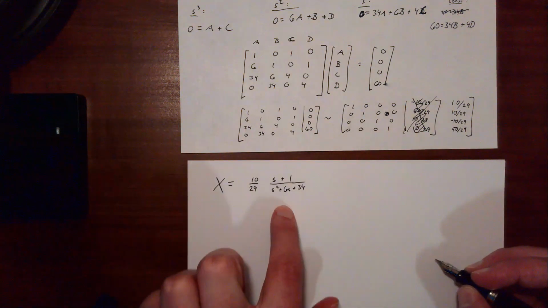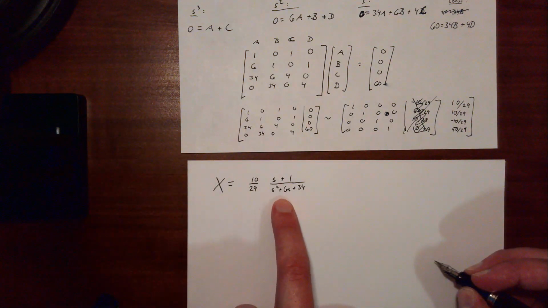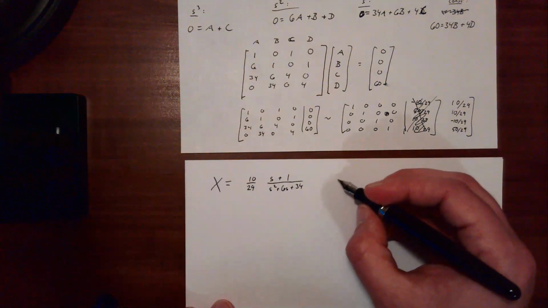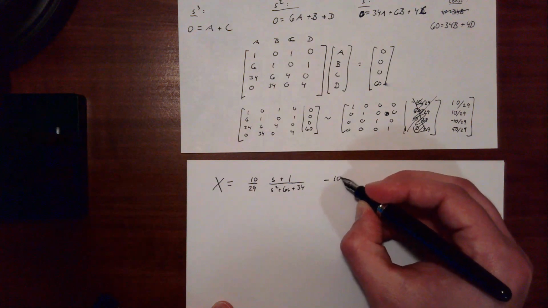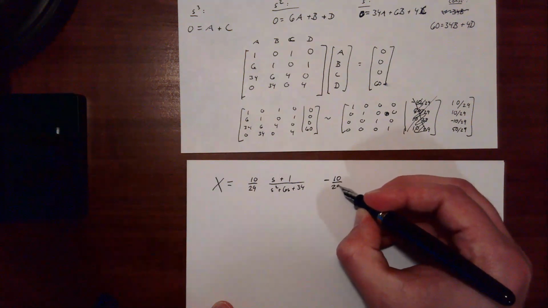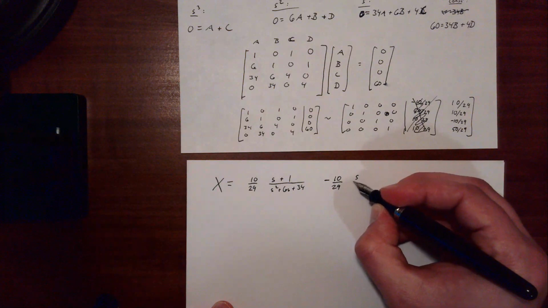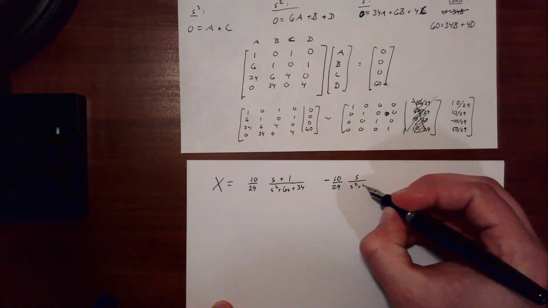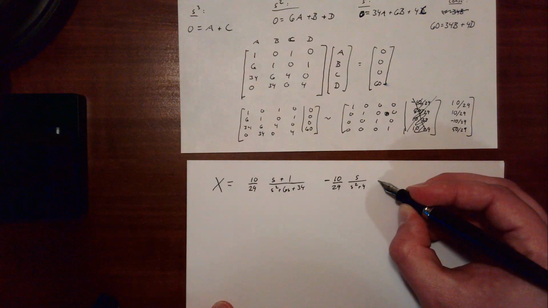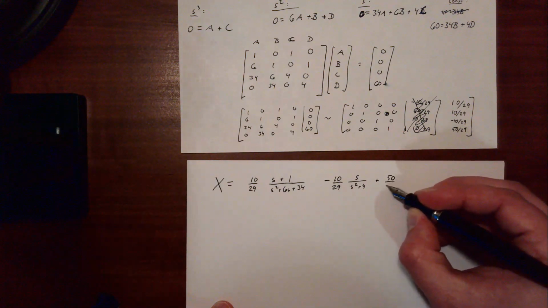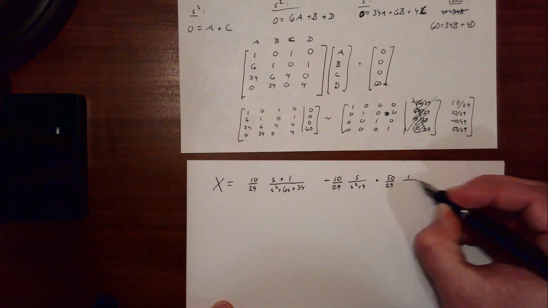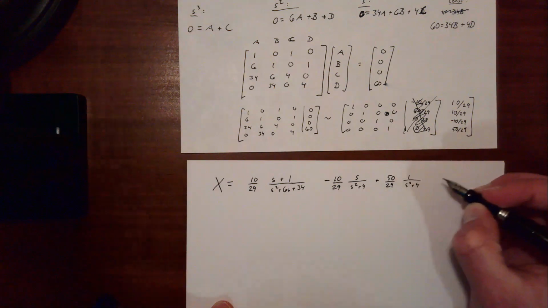We'll deal with that in a second. As you can see, since we can't factor it, we're going to have to complete the square. And then for the other one, let's see what's the best way of writing it. We can go just with negative 10 over 29 times S over S squared plus 4, and then plus 50 over 29 times 1 over S squared plus 4.